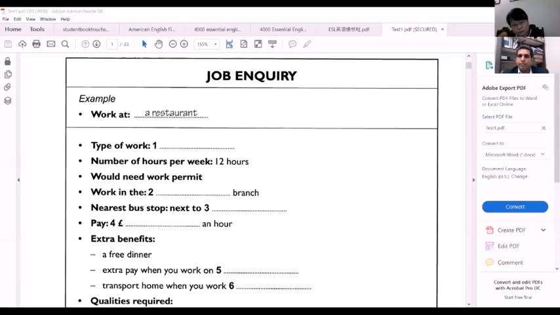So, Ellen, can you tell me the answer for number 1? Answering calls. Yes. So you see, this is how it works for the IELTS.